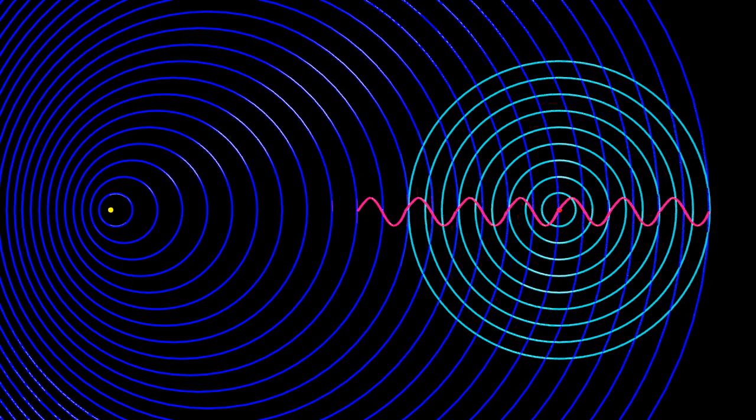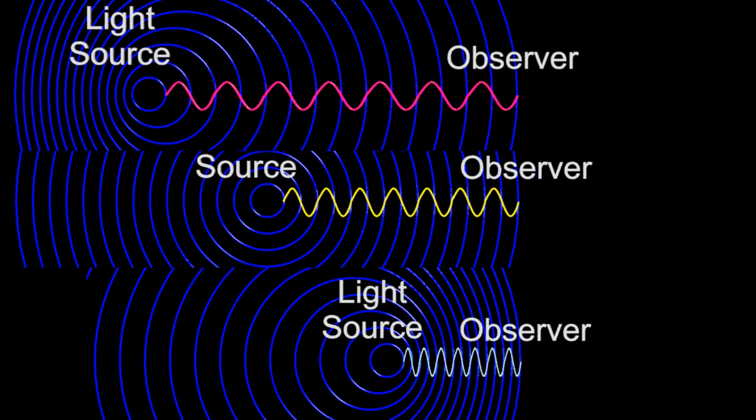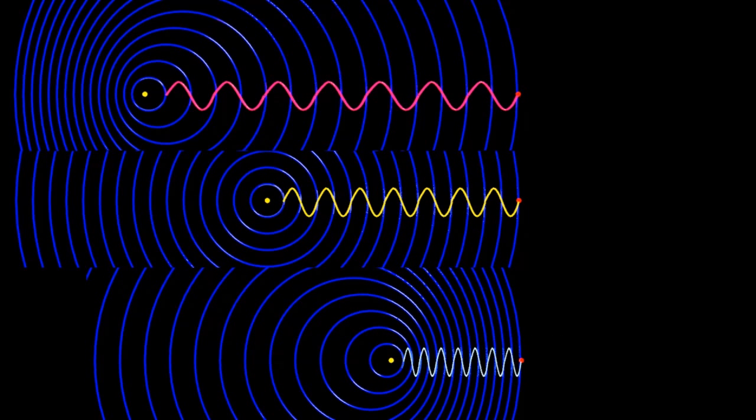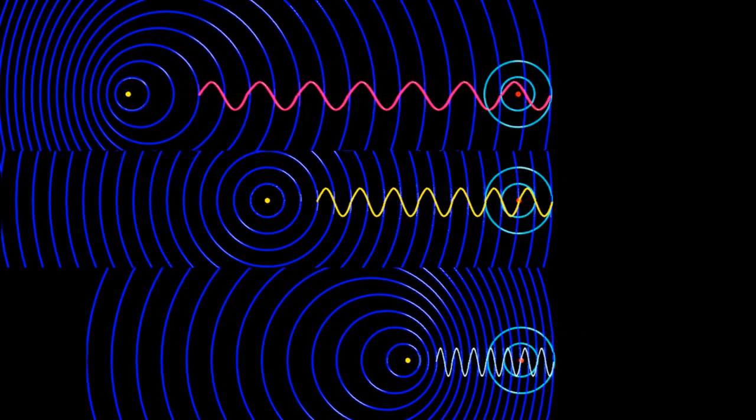At this point you may be wondering what's going on here. I saw it, but I don't quite understand it yet. Well, let's take another look at all three scenarios at once. On the top, the light source moves away from the observer. In the middle, both the observer and the light source are not in motion. And on the bottom, the light source moves toward the observer.